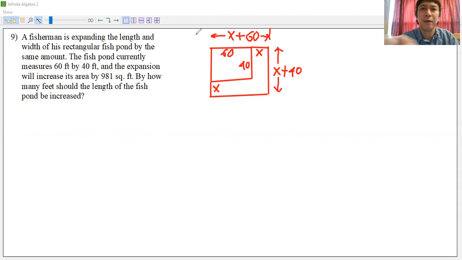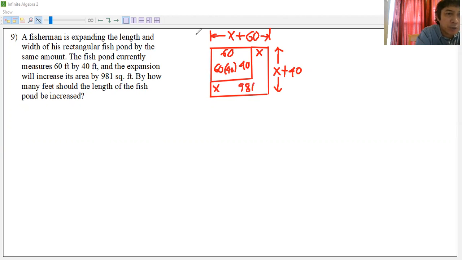It's like that, okay? So this is the diagram. Now, the area originally is 60 times 40, okay? That's the area here. 60 times 40 there. The area added here now is 981, okay? That's 981. So our working equation will be, let's do it at the left side.